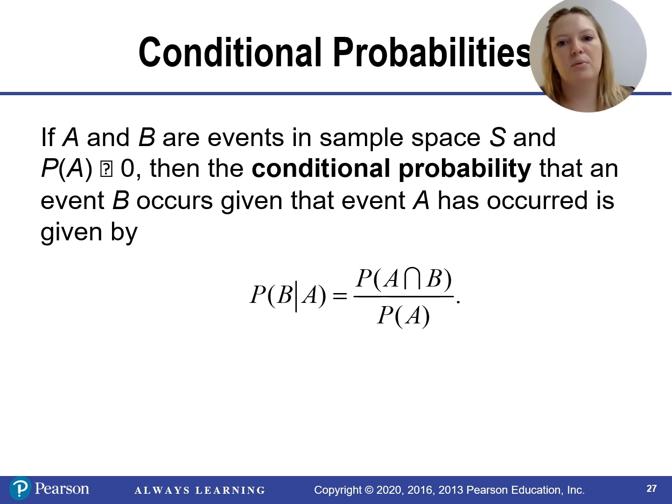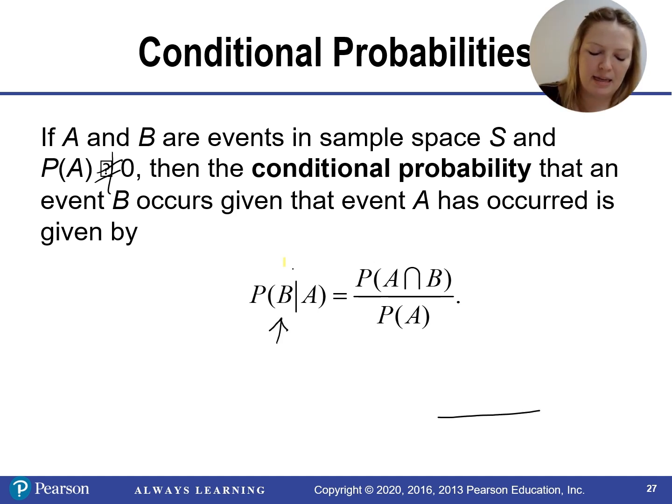Okay, so one final rule that you may find useful is if we want to have events A and B in a sample space, and the probability of A is not equal to 0, then we can find the conditional probability that an event B occurs given that A has occurred by saying the probability of B given that A has happened is the probability that both A and B happen over the probability of A.